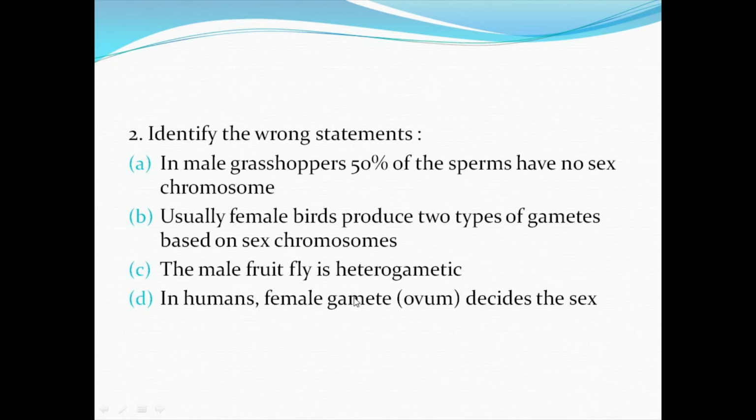In humans, the female gamete or ovum decides the sex? No, in humans it is the sperm that decides the sex, because two types of sperms are produced, X and Y. If the sperm containing Y fuses with the ovum, then the resulting individual will be male. If the sperm carrying X fuses with the ovum, then the resulting individual will be female. So this is the wrong statement.